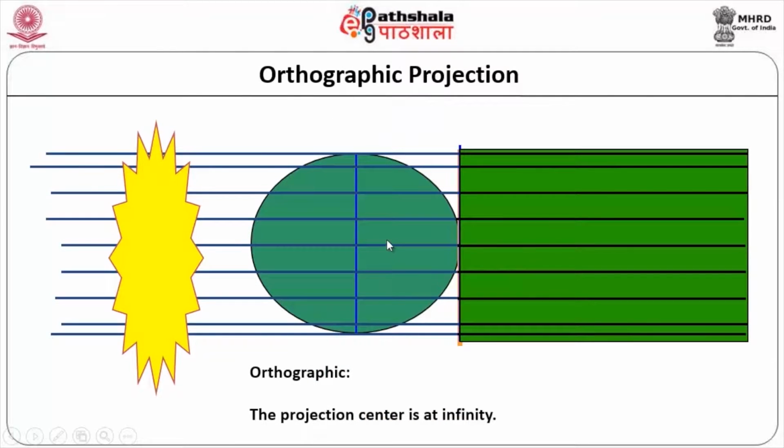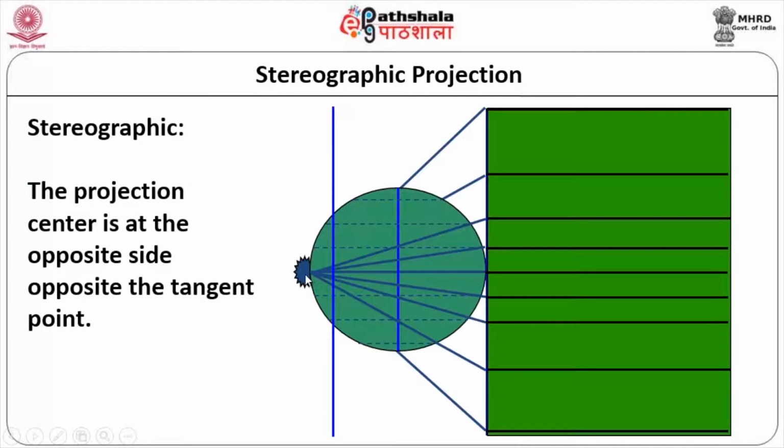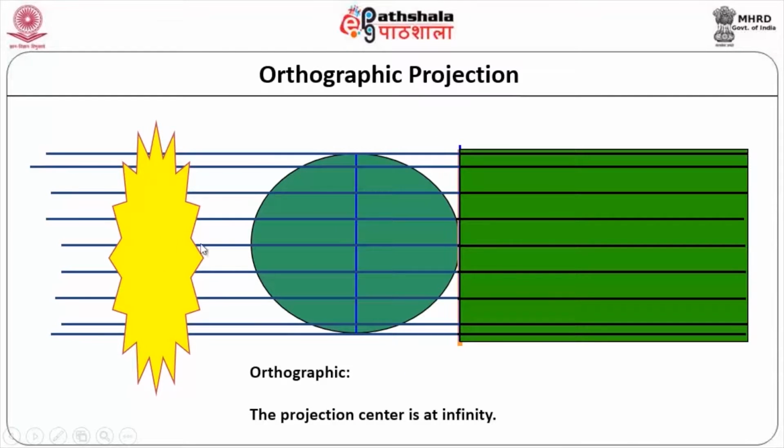Then orthographic projection, as I was just telling you, the projection center is at infinity. That is, from infinity the light source is being passed through. In the previous case, say the projection is from here, the light rays go from one point source as a bundle to the plane surface. But in this particular case, the light is coming in this direction, parallel to each other.